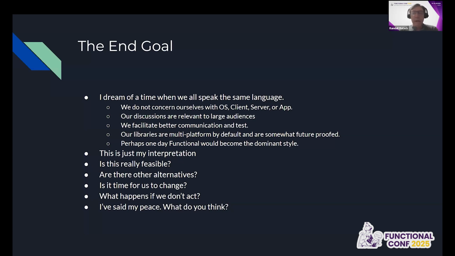So this is my interpretation, of course. Other people can think what they want. Perhaps this is feasible. Perhaps it is not feasible. Are there other alternatives? I'm sure there are. Is this the time for change, or is there a different time? I see this as a window of opportunity. And what happens if we don't act?